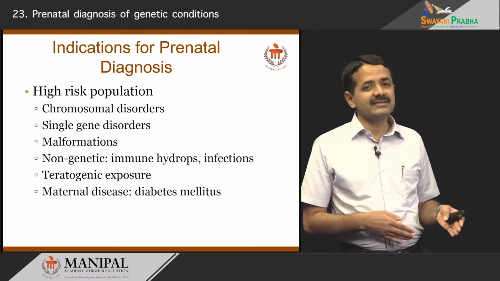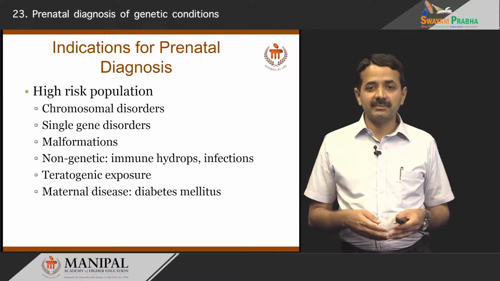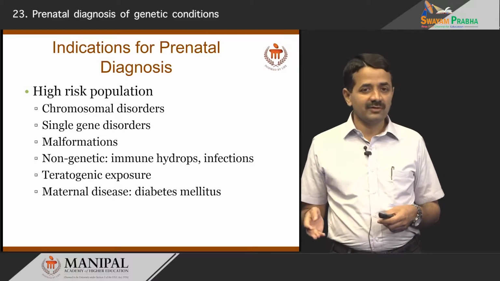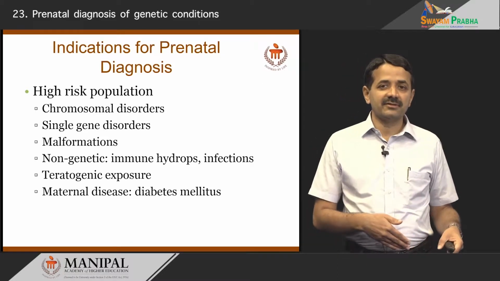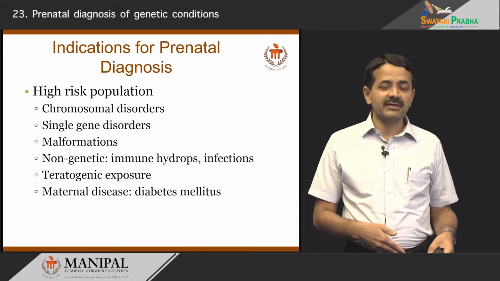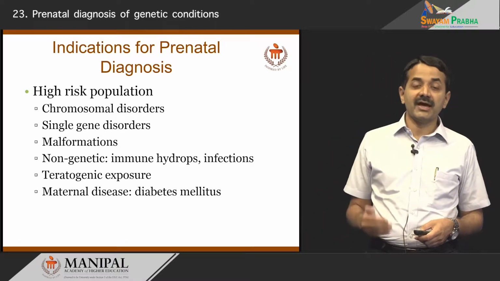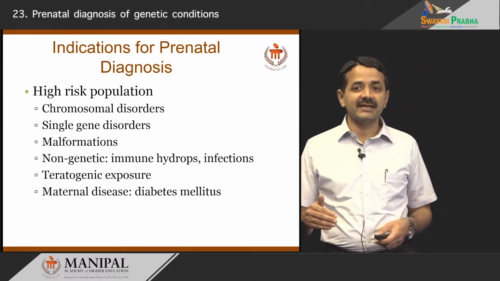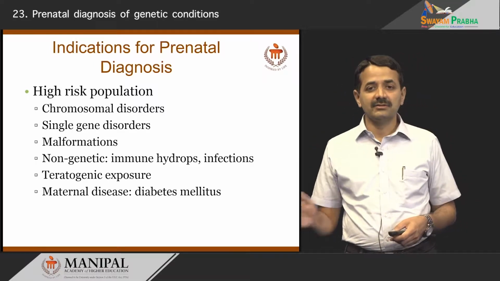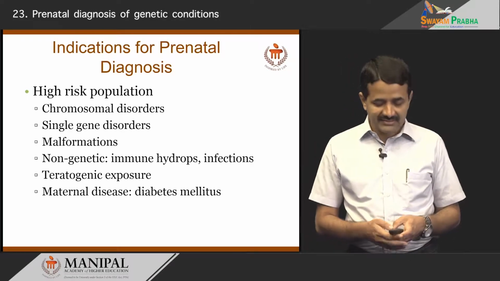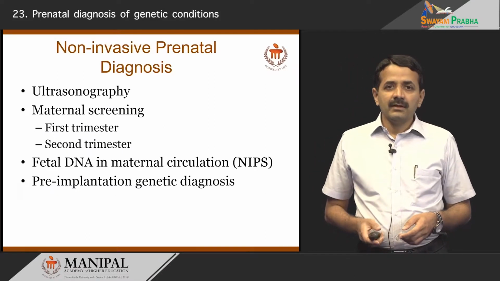Or it can be maternal disease like diabetes mellitus, epilepsy or rheumatoid arthritis, SLE and so on, where the fetus is at risk of certain diseases, which all come under the category of high risk population or high risk pregnancy, where the fetus is at higher risk than the normal or general population for a disease in the fetus.